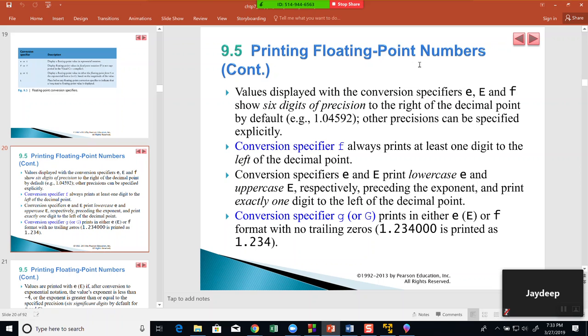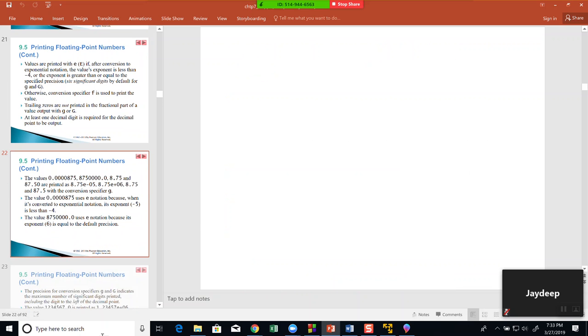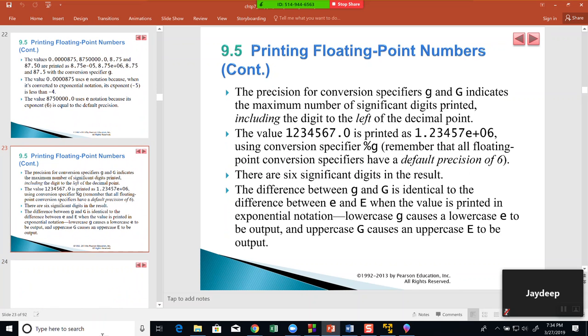I really don't use a whole lot of these because I don't write things where I need to control them a whole lot. There's just a few I use. So, let's see. The F always prints at least one digit to the left of the decimal point. E and big E print lowercase e and uppercase E, respectively. G or big G prints E with those. Okay, talk about that. I can go over all those rules they have for that. You can read the book for that.